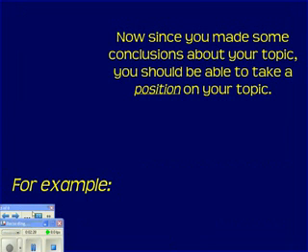Okay, now, since you have made some conclusions about your topic, you should be able to take a position on your topic. Now, you could say that I've taken a position saying animal testing is ineffective and cruel. That doesn't necessarily mean I don't think animal testing should take place. There might be some people who think, yeah, it's cruel, but it's worth it. Or it could be sometimes ineffective, but sometimes it may be effective, so it's okay. So we need to directly state your position on the topic.